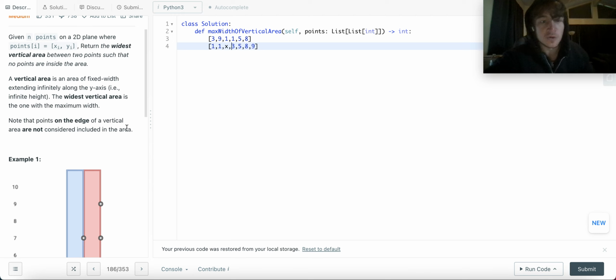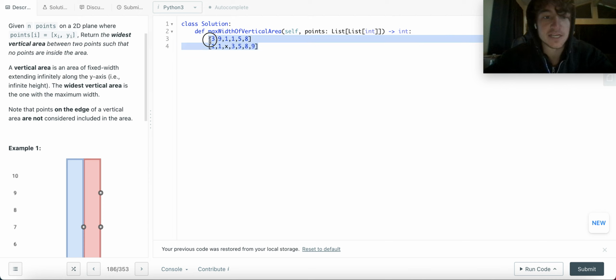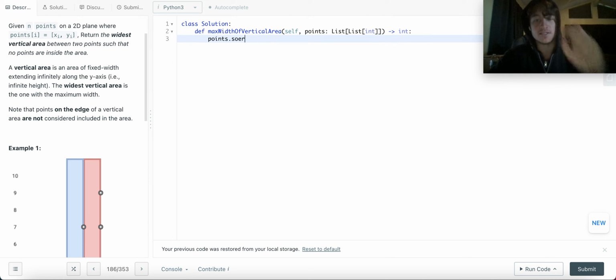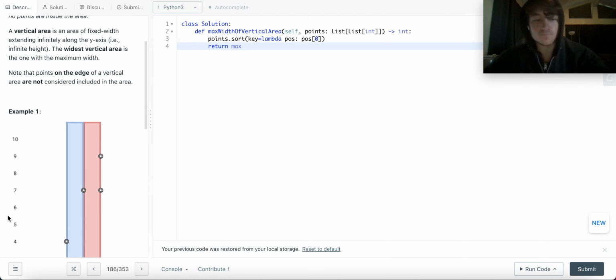Right? Because what I'll really do is I'll just go to each edge. I'll go to each point and say, okay, in between this point and the next point, right, what's that area? Between this next point and the next point, what's that area? And so on and so forth. Right? So all I really need to do is take points, and I'm going to sort it in place. I'm going to imagine this is an in-place sorting algorithm. Of course, you can use an in-place heap sort or something. And all I need to do is sort it based on the x position, right? So that's position 0. And then I just need to return the maximum distance, right?